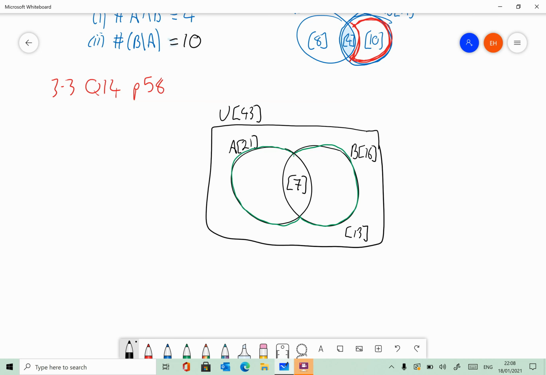Now if there's 7 in there and there's 21 in A, that means there must be 14 out there. And it also means there must be 9 in there. So let's just check that. 14 plus 7 plus 9 equals 30, the magic number. Okay, so again, I could have tried that with trial and error, or I now know from the last question that the size of the intersection when I have that scenario is the same as the overlap, because I've counted the overlap twice.